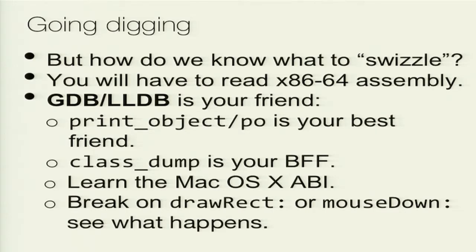Now, that's great, but how do you know what to swizzle? How do you know which function to change? And that's tricky. To be able to figure that out, you're going to need to read assembly code. You'll need to disassemble most of Finder, figure out what these functions do, and try to replace them.